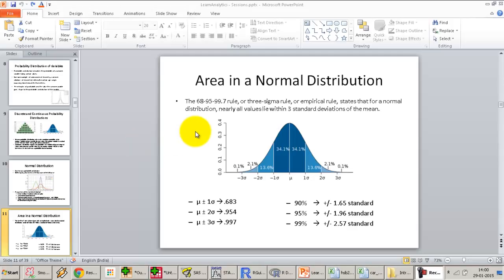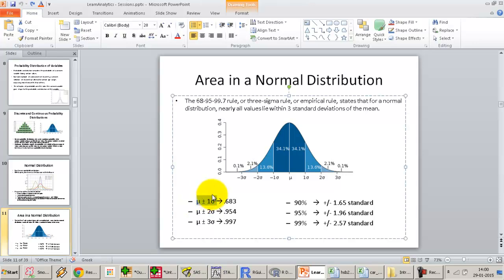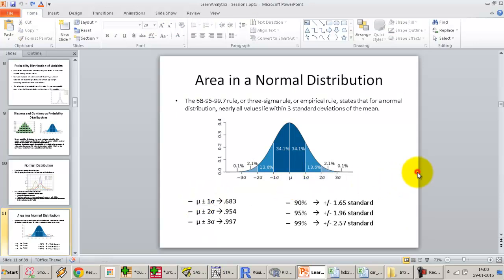So the 3 sigma rule, or the area under the normal curve, specifies that in a normal distribution 68.3% of all the observations of the variable lie within one standard deviation from the mean. We've already covered that the mean, median, mode in a normal distribution lie at the same value, so we can say mu is the center of the distribution, and it is also the mean and the median. Within one standard deviation, 68% of all observations are going to lie.